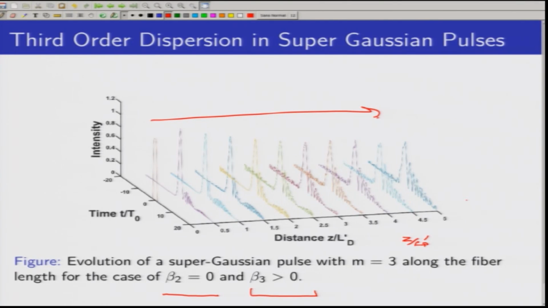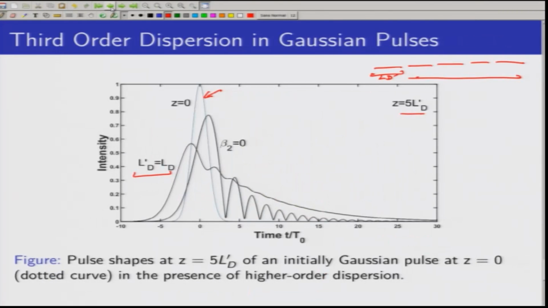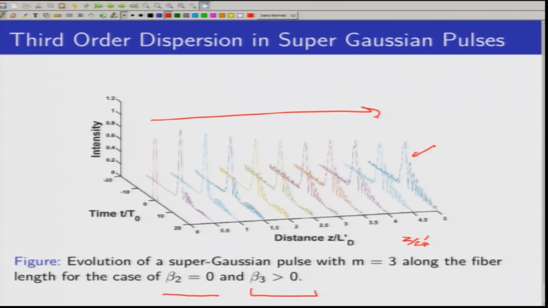and there is much more distortion due to the fact that super Gaussian pulses are much steeper than normal Gaussian pulses. So, we see a significantly larger distortion as compared to the previous case. This case has much more distortion as compared to the previous case, and we see a lot of oscillatory behavior at the trailing edge of the pulse.